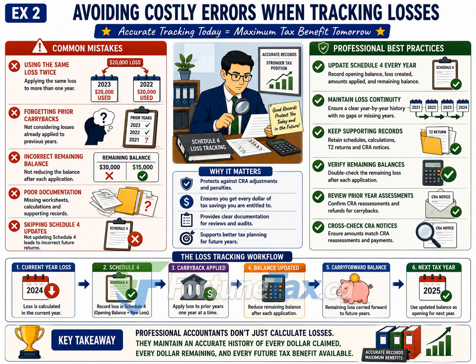Poor documentation can also create serious difficulties. Professional accountants keep detailed schedules, calculations, working papers, and supporting records for every loss claim. These records provide evidence of how the loss was calculated, where it was applied, and how much remains available for future years. Equally important is updating Schedule 4 every year.